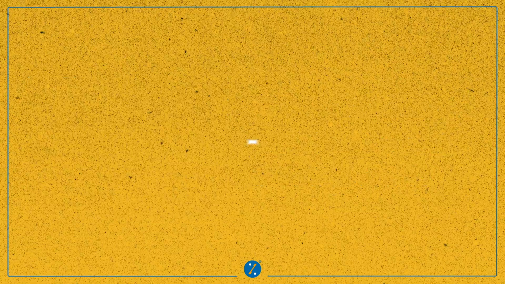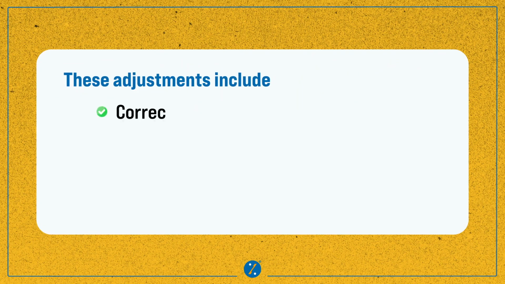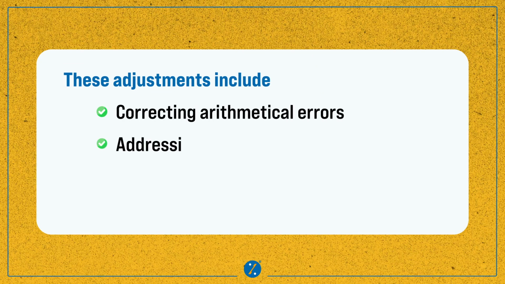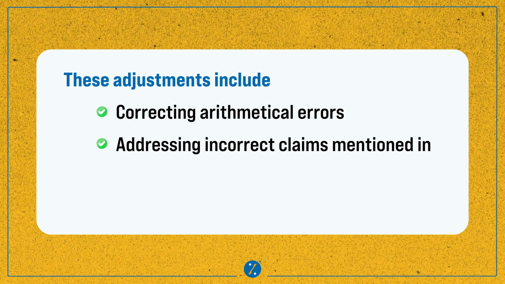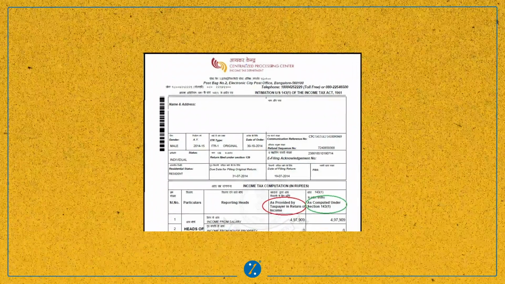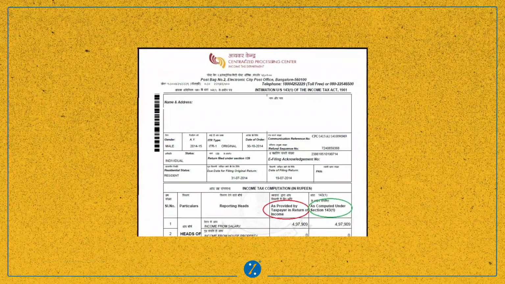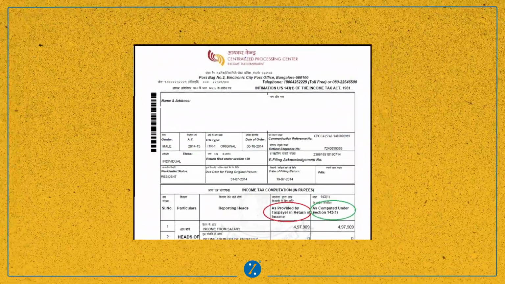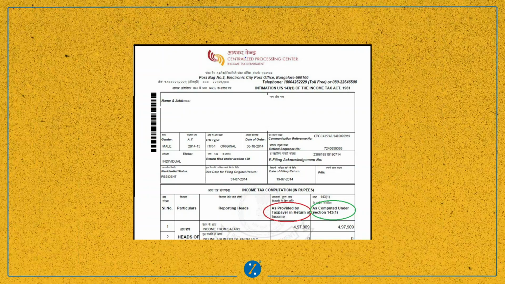Now, let's discuss what kind of adjustments are made while generating intimation under Section 143(1). These adjustments include correcting arithmetical errors, addressing incorrect claims mentioned in the return, disallowing certain expenditures. The total income or loss is computed after these adjustments, and the final tax liability or refund is determined.